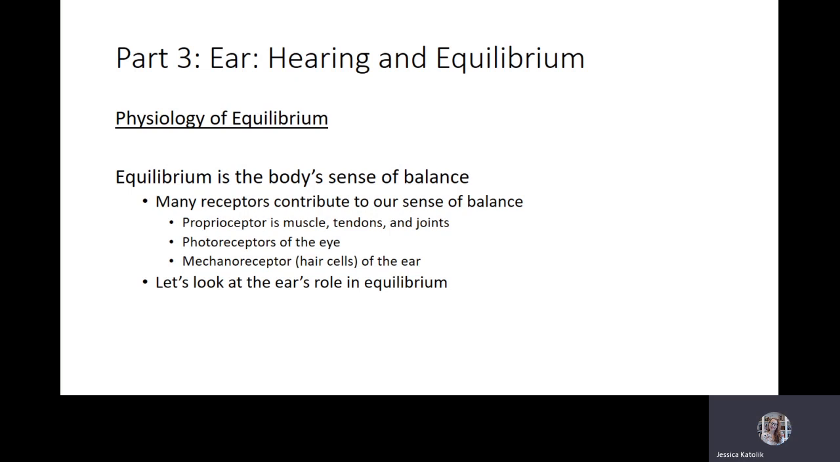And many receptors help contribute to our understanding of balance. Proprioceptors in our muscles, tendons, and joints can tell us where our body is in space and time. Photoreceptors of the eye can give us a line of sight of the horizon line, and so that can tell us if we are balanced and what our posture is. And lastly, mechanoreceptors, or hair cells, that are found in the ear. In this video, we're focusing mainly on the ear, so let's talk about it in a little more detail.